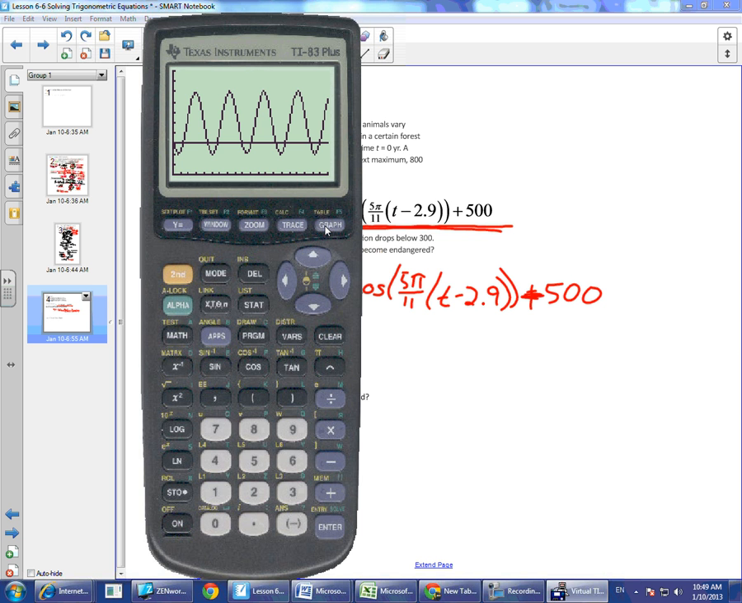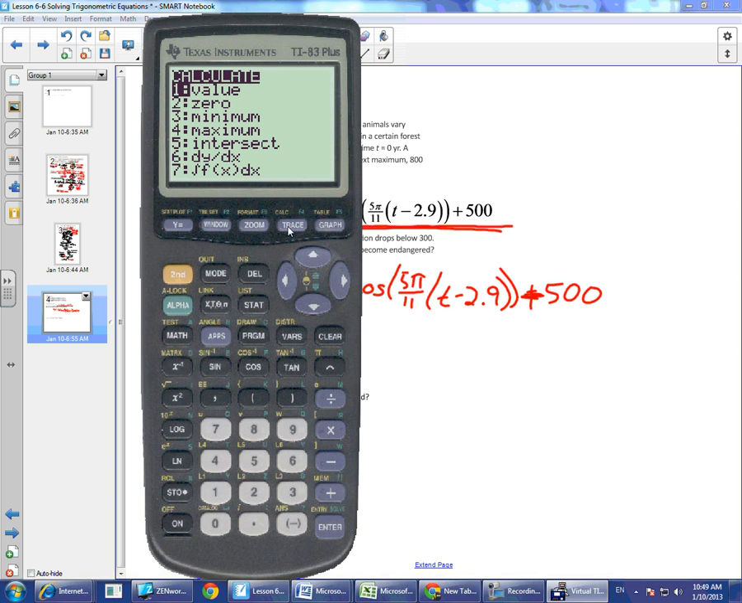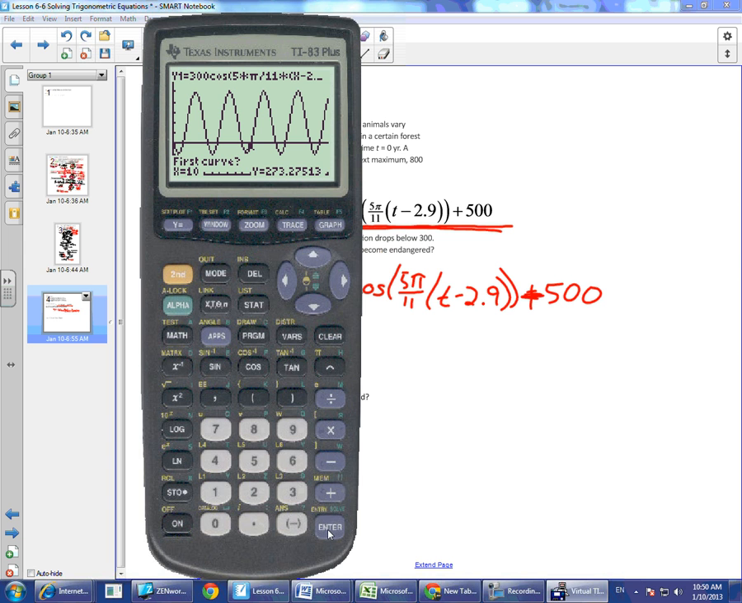To find those intervals, I'm going to find the points where the cosine function crosses that 300. So I'm going to use calculate, and I'm going to use the intersect feature. Again, it's a little different on each calculator, but we already went over how to do this. They give me a cursor. It's currently on the cosine wave, so I'm going to hit enter to choose it as my first curve.